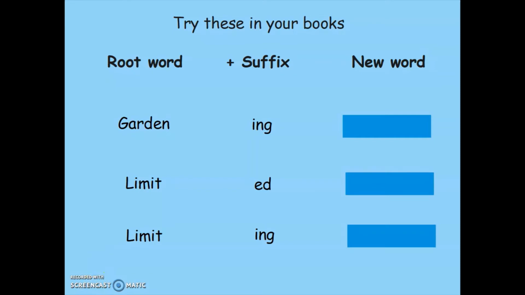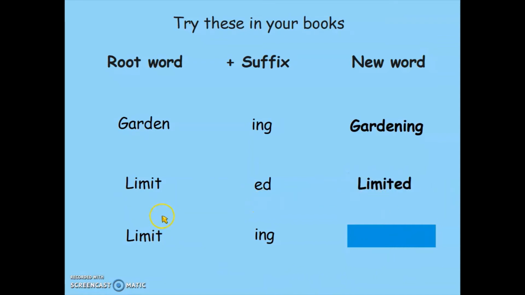Let's check your answers. So the first one, garden, add ing, is gardening. Number 2, limit, add ed, limited. And our final one, limit, add ing, limiting. Well done if you got those written in your book.